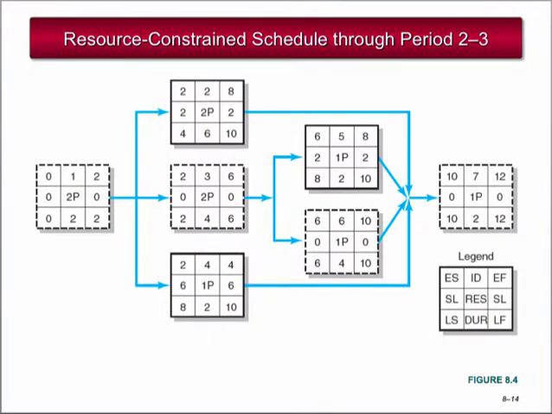Let's walk through how the parallel method works. Here's a project network, an example from the textbook. The dashed nodes represent the critical path. Keep this image in mind as we continue the example on the next slide.